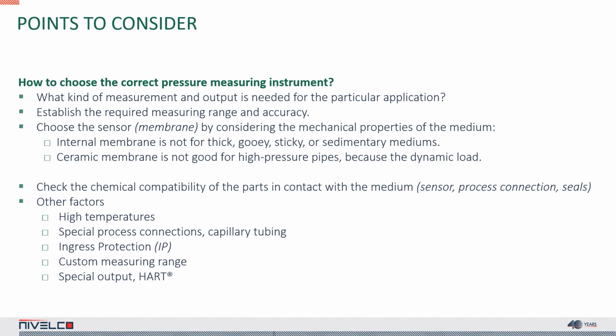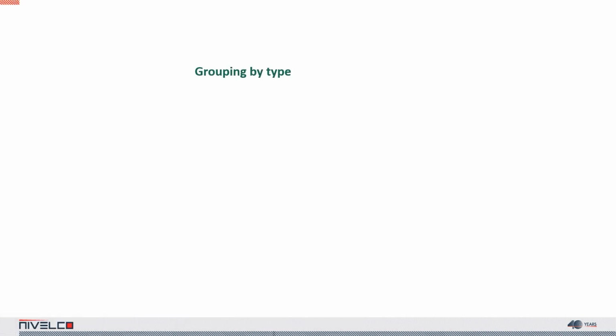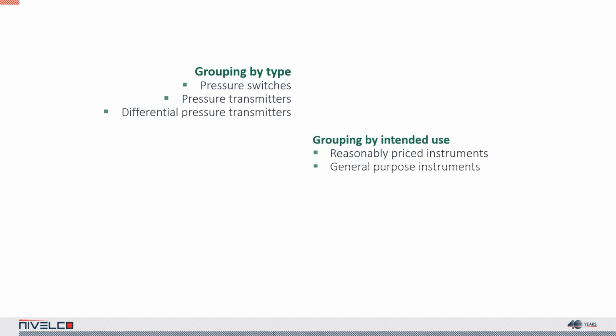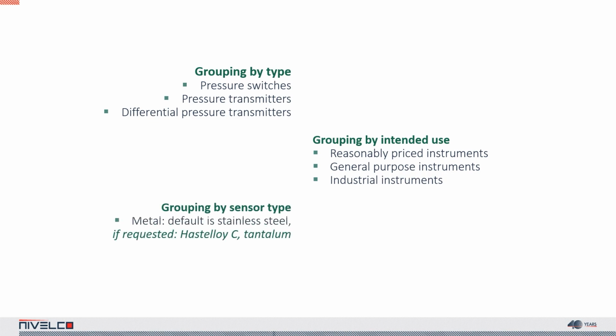Check the chemical compatibility of the parts in contact with the medium, like the sensor, process connection, and seals. Other important factors are high temperatures, special process connections, capillary tubing, ingress protection, custom measuring range and output, and hart communication. NIPRESS pressure measuring instruments can be grouped by type, intended use, and the kind of sensor they have.